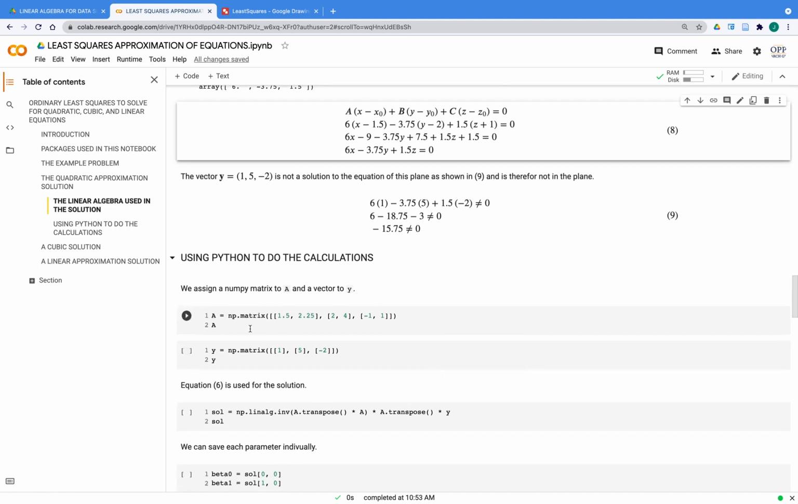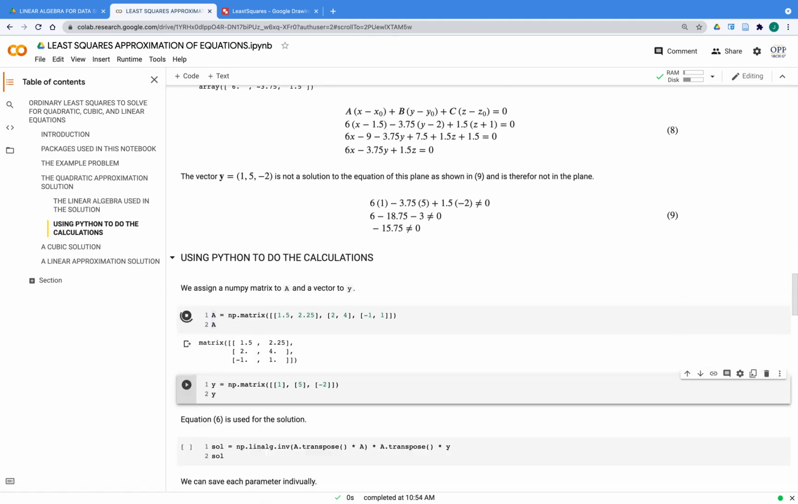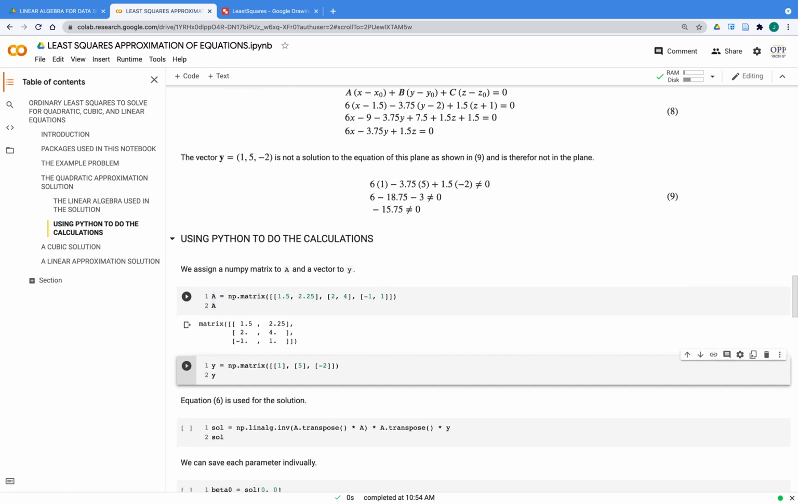So I'm going to set up a matrix A. There we go. And there we go. We can see the 2 columns there, 1.5, 2, negative 1. That's the first column. Those are our 3 x coordinates. And I'm just squaring them because we want a quadratic approximation. And I'm just setting up my vector y there.